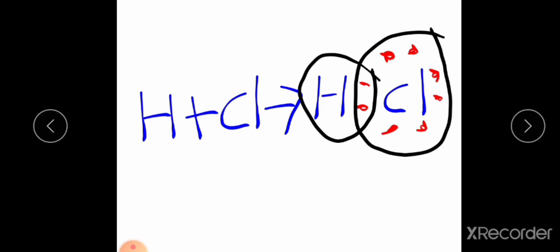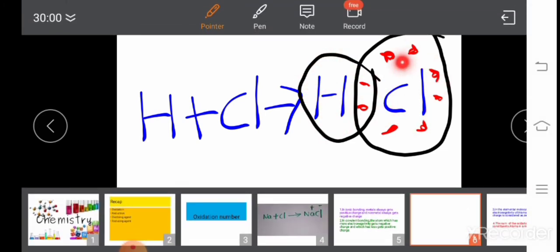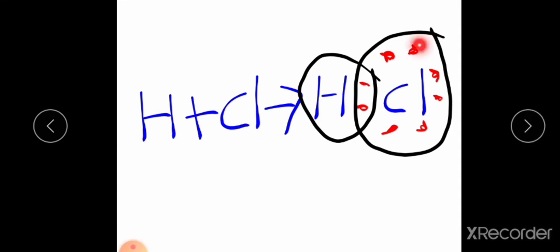Here we studied about the polar nature. You can see the hydrogen and chlorine atoms. Chlorine has more electronegativity, so it has a tendency to attract electrons towards chlorine. So here chlorine gets a negative charge and hydrogen gets a positive charge.